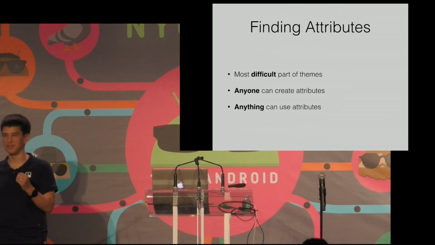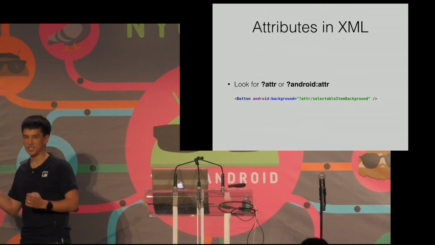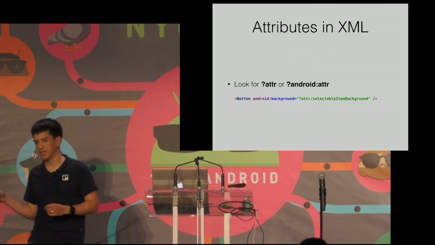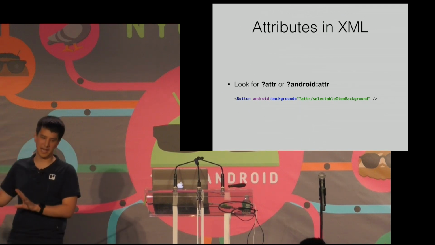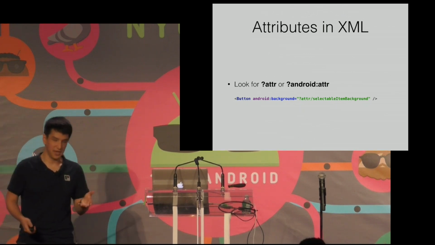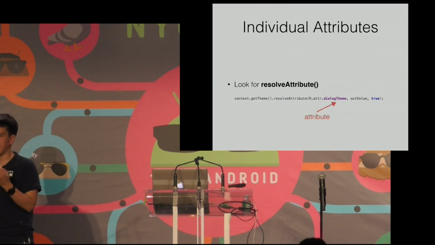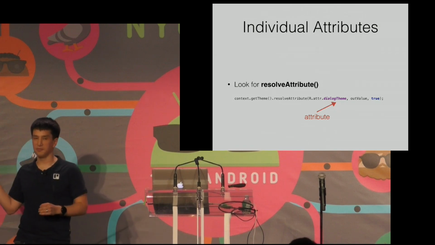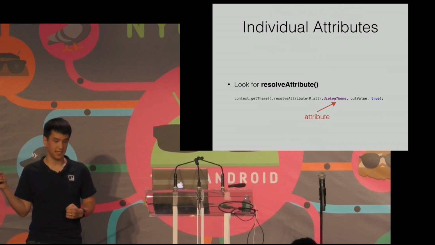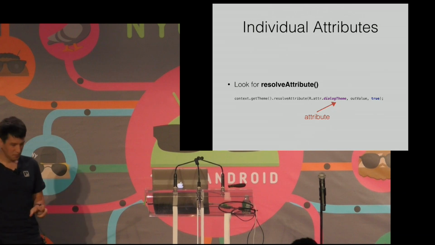So if you haven't downloaded the Android source code, you probably should. If you're looking for where attributes are used in XML, look for that question mark attribute. Or if it's an official Android resource, the question mark Android: attribute. And so that's how to find out where the attributes are used in XML. Sometimes you grab the attribute individually. The theme, by the way, is stored in the context. So you grab the theme out of the context, and then you can see individual attributes being used there.